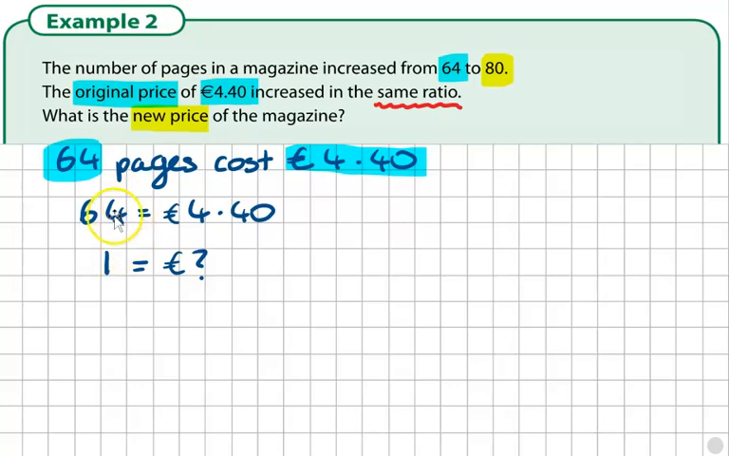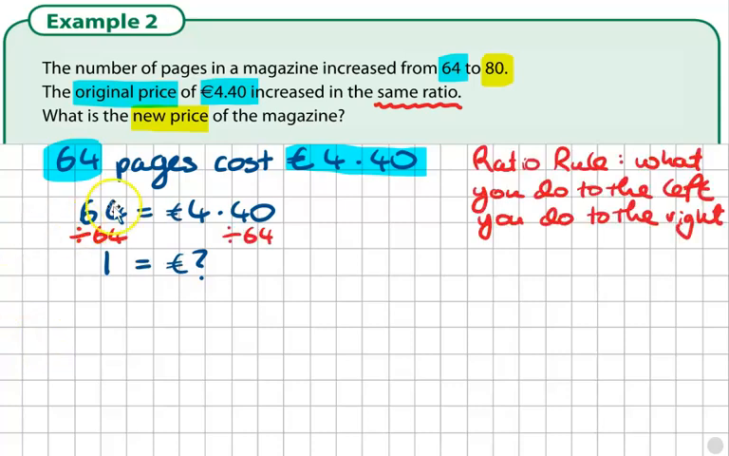So if you think, well, how does 64 become 1? Well, how does any number become 1? Any number can become 1 by dividing by itself. So 64 divided by 64 will give us 1. And the rule with ratios is what you do to the left, you do to the right. What you do to the right, you do to the left. So if we divide by 64 on the left, we're going to divide by 64 on the right. So 64 divided by 64 is 1.